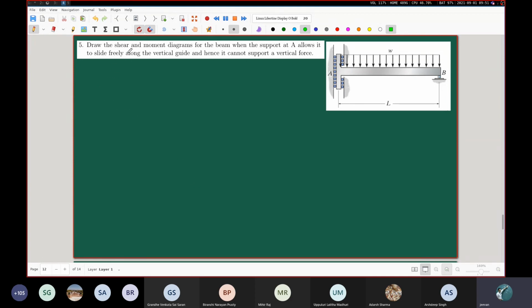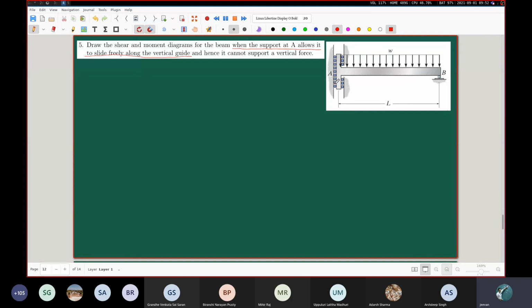So we have been asked to find the shear and moment diagrams for the beam when the support at A, you note this part, when the support at A allows it to slide freely along the vertical guide. This is very important. There is no resistance to the vertical movement of the left end of this beam. It can slide freely along this.